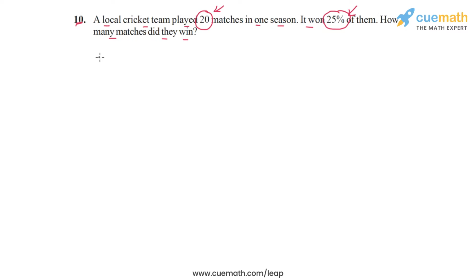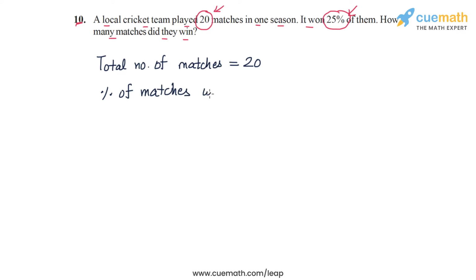So very, very simple question. The total number of matches which they played is 20. The percentage of matches that they won is given as 25%. Okay, so now we have to find the number of matches won. So we are given the percentage of matches won. We have to find the absolute number of matches won, and this will simply be 25% of 20.